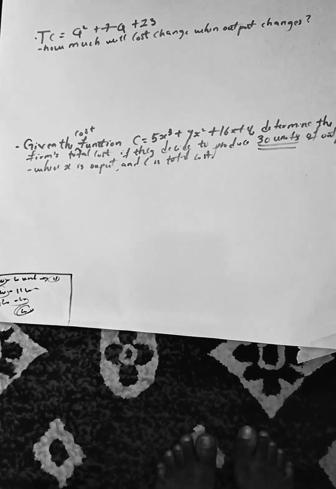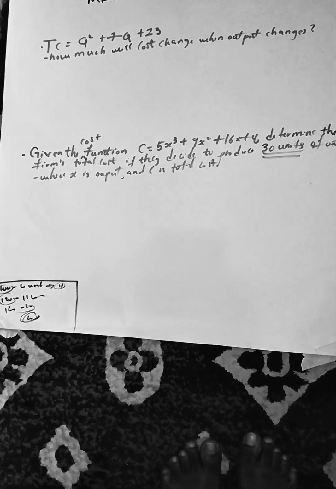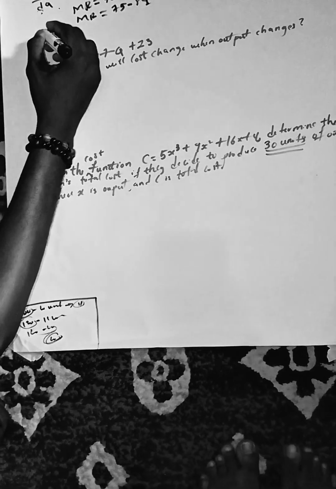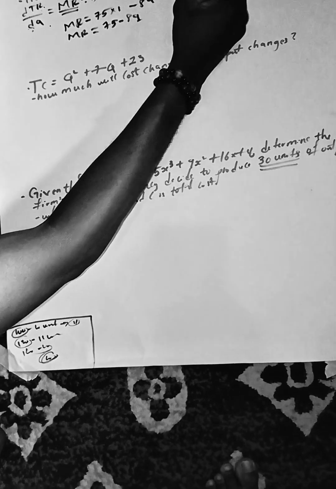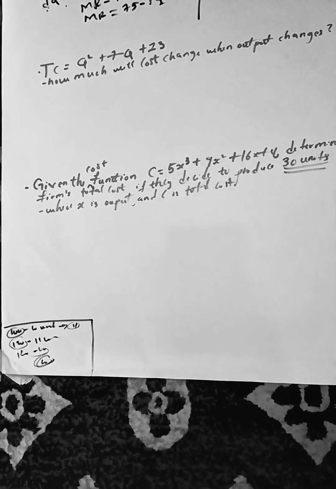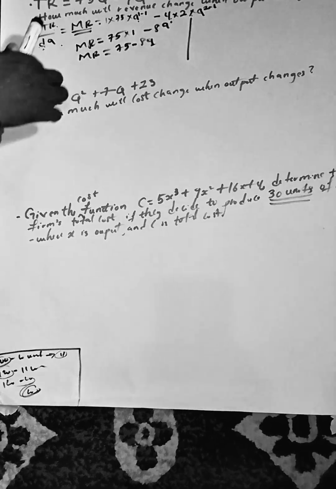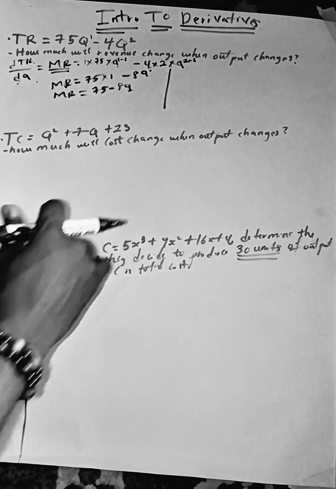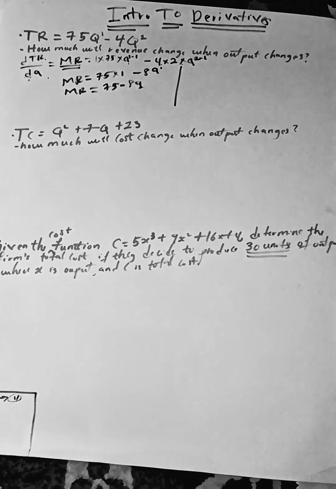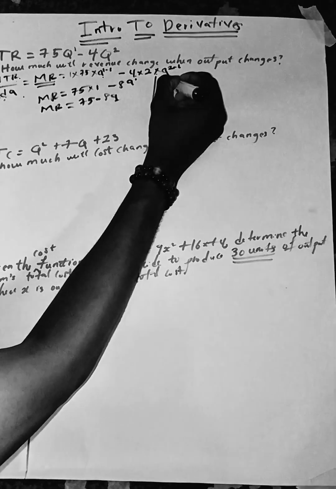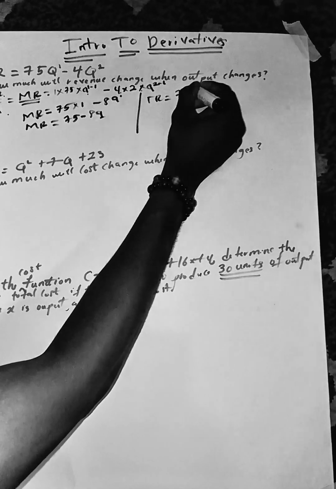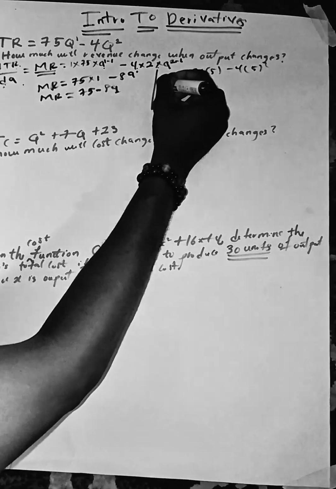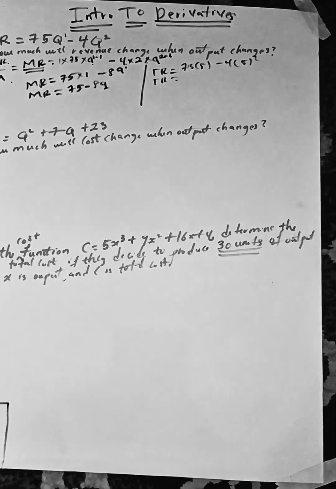So let's take an example. Let's plug in some values to make this more practical. We have total revenue to be 75q minus 4q squared. So let's say the firm produced 5 units of output. Their total revenue will just be 75 times 5 minus 4 times 5 squared.